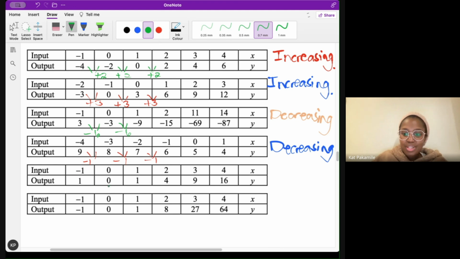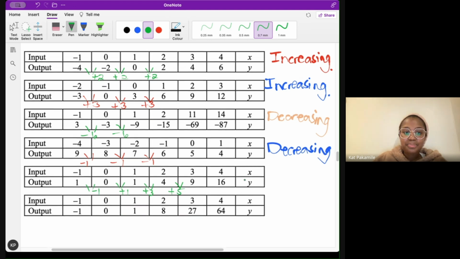Okay, how do I get from 1 to 0? Minus 1. How do I get from 0 to 1? Plus 1. 1 to 4. Plus 3. We're about to discover something very interesting here. 4 to 9. Plus 5. So what is going on here, guys?